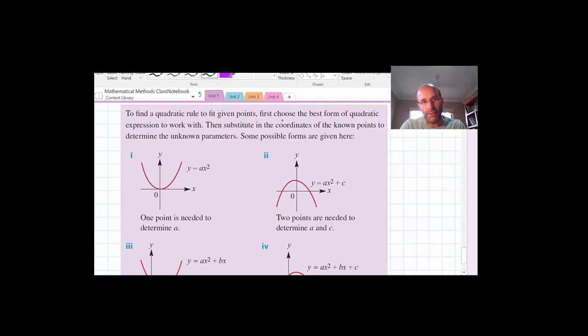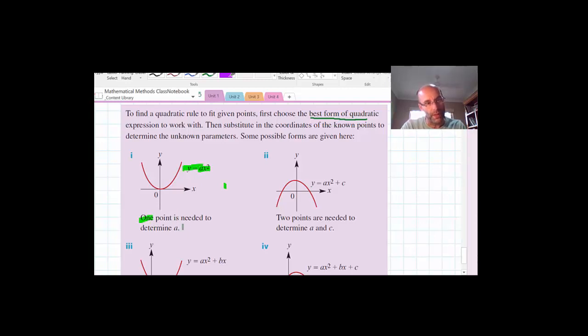So in end summary now, to find a quadratic rule to fit given points, you've got to first choose the best form out of the 3. So you've got your 3 forms there, and remember they're the turning point form, the polynomial form, and the intercepts version of the formula too. And you usually need at least one other point, if not more. Sorry, technical glitch. You usually need 1 point or more as well.